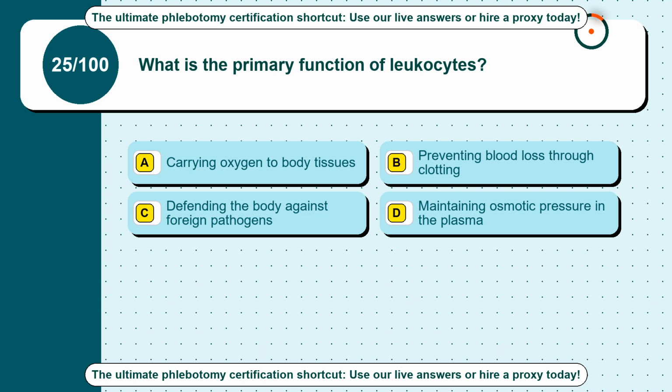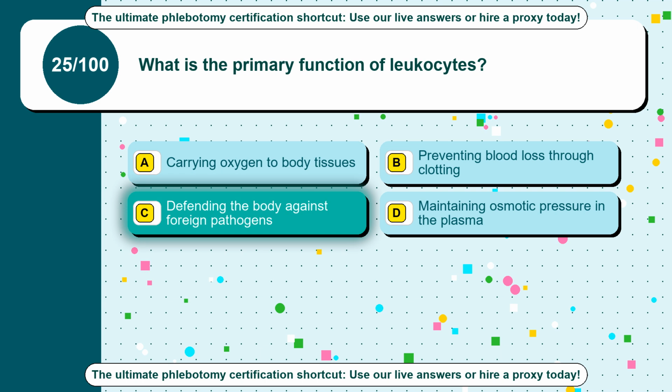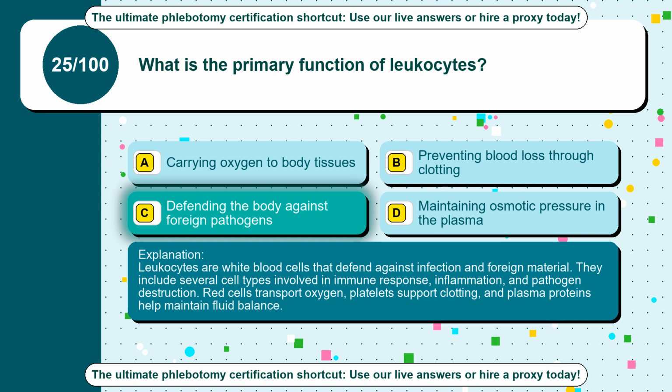Option D, maintaining osmotic pressure in the plasma. The correct answer is option C, defending the body against foreign pathogens. Leukocytes are white blood cells that defend against infection and foreign material. They include several cell types involved in immune response, inflammation, and pathogen destruction. Red cells transport oxygen, platelets support clotting, and plasma proteins help maintain fluid balance.